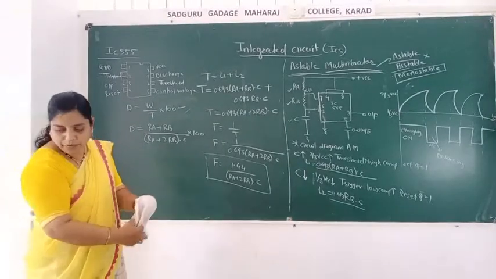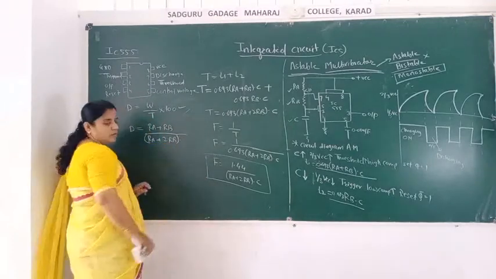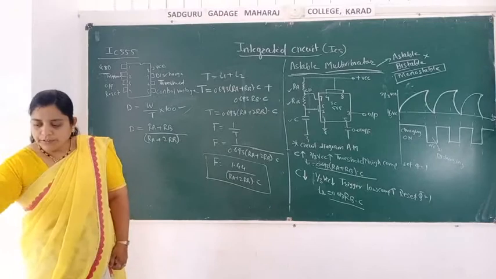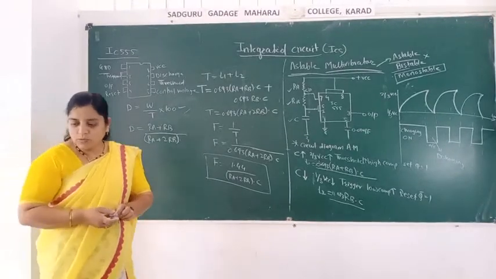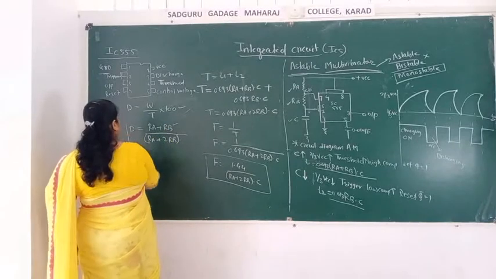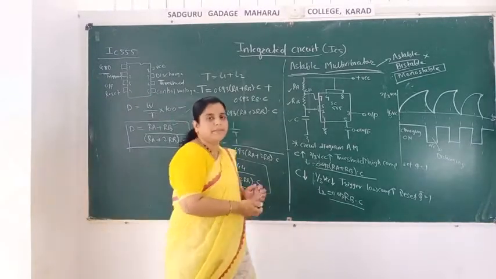It changes from 50% to 100%. So this is the formula for duty cycle. It will change from 50% to 100%, depending on the values of RA and RB. This is the formula for duty cycle of the astable multivibrator.